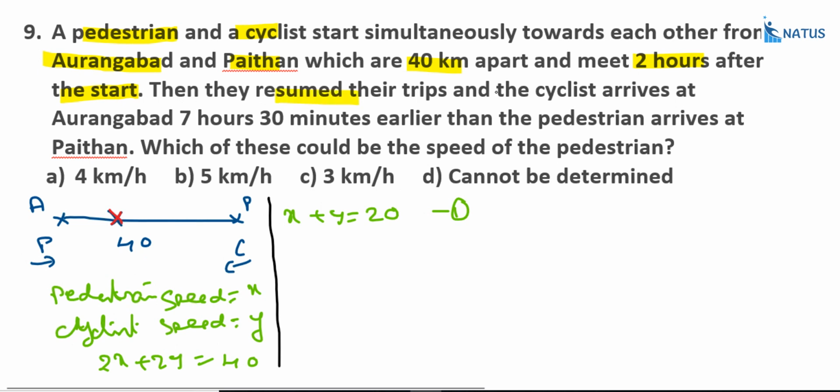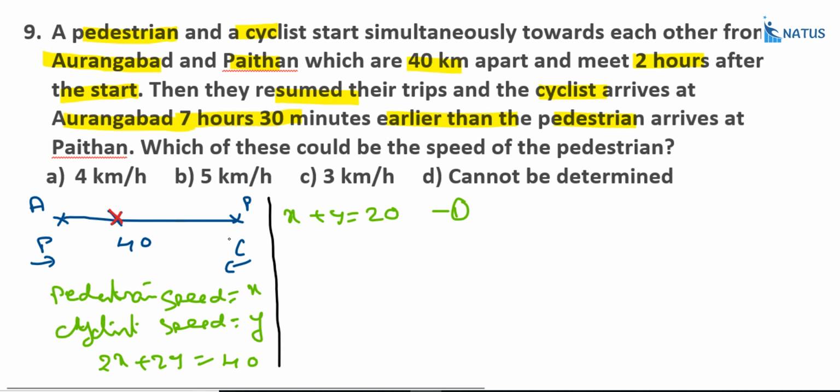Then they resumed their trips. The cyclist arrives at Aurangabad 7 hours 30 minutes earlier than the pedestrian. What is the meaning of the statement? The time taken by the cyclist is less than the time taken by the pedestrian. How much time? That is equal to 7 hours 30 minutes.